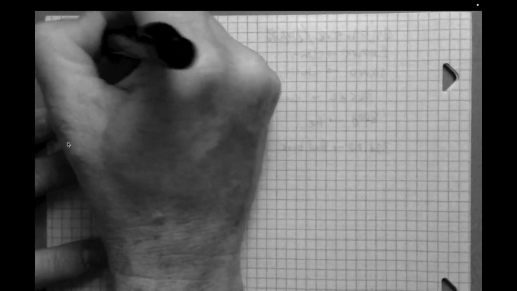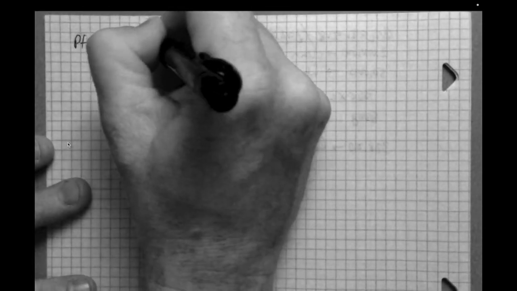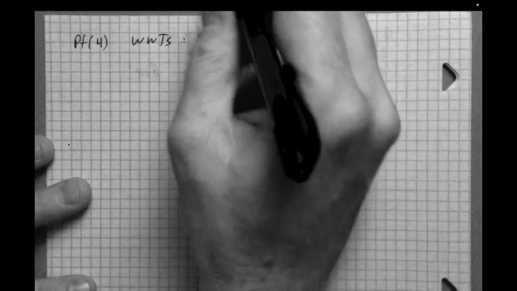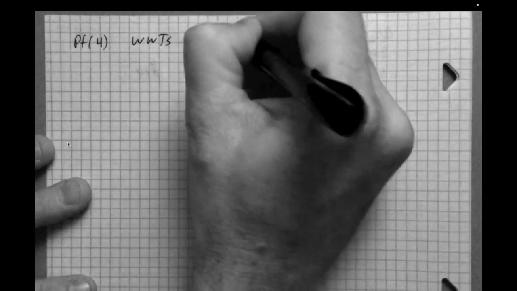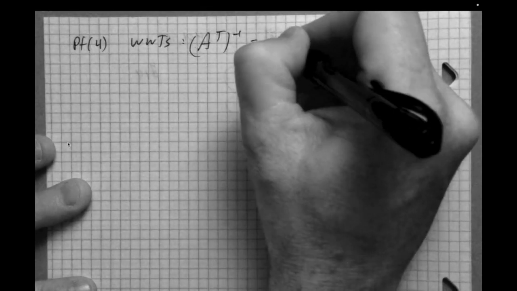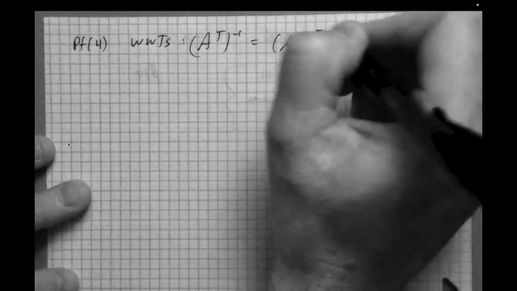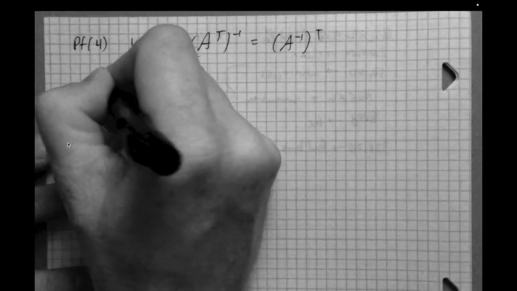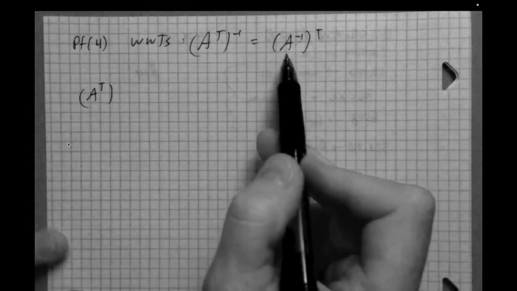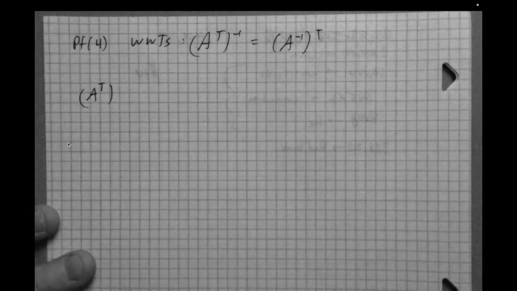Let's take a look at a proof of item 4. Now for 4, what are we trying to show? We wish to show that A transpose inverse is equal to A inverse transpose. Okay, so let's start with the transpose of A, and let's multiply it by this and see if it works.